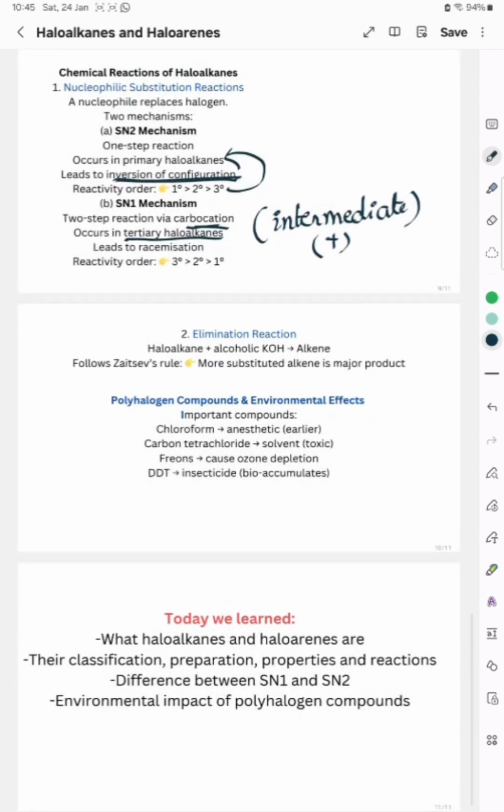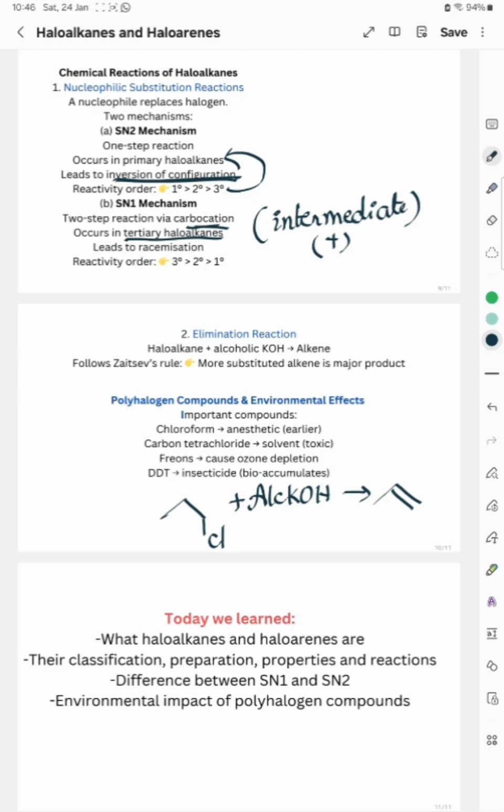Now let's see the elimination reaction, where let's take one haloalkane. Here we took haloalkane and alcoholic KOH. Here as we took a very strong base, we get the product like this. Here we use a strong base, so the major and very stable product will be formed by following Zaitsev's rule.